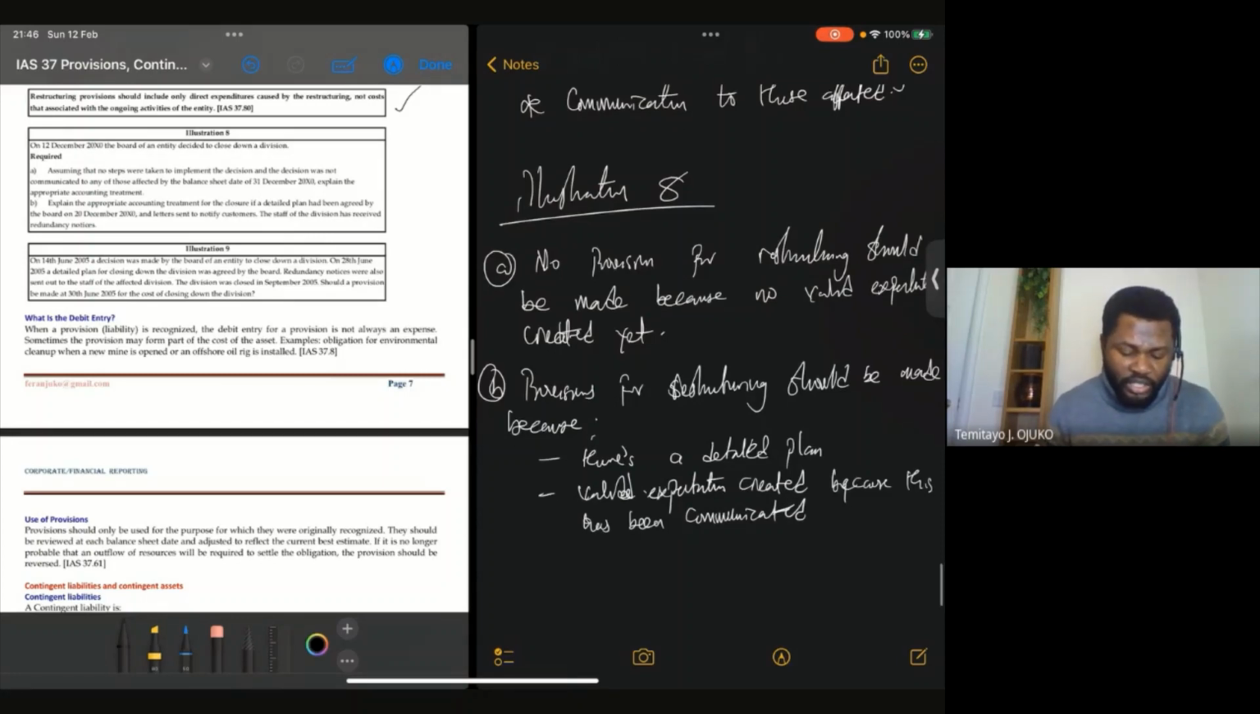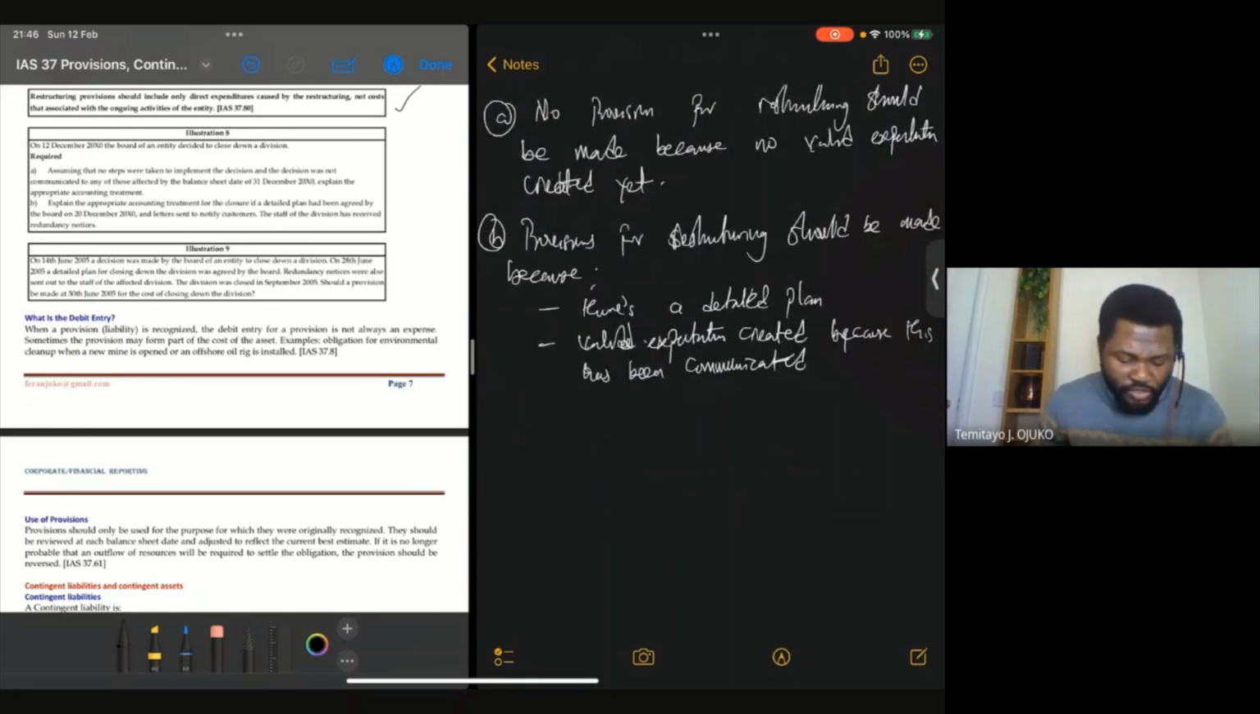Okay. Let's look at illustration 9. On 14 June 2005, a decision was made by the board of an entity to close a division. On 28 June 2005, a detailed plan for closing down the division was agreed by the board. Redundancy notices were sent out to staff of the affected division. The division was closed in September 2005. Should a provision be made as at 30th June 2005 for the cost of closing down? Yes, a provision should be made mainly because, one, there was a detailed plan before the end of the period, and two, there was communication. So they've created a valid expectation to those that were affected. So that's that about the whole restructuring bit.